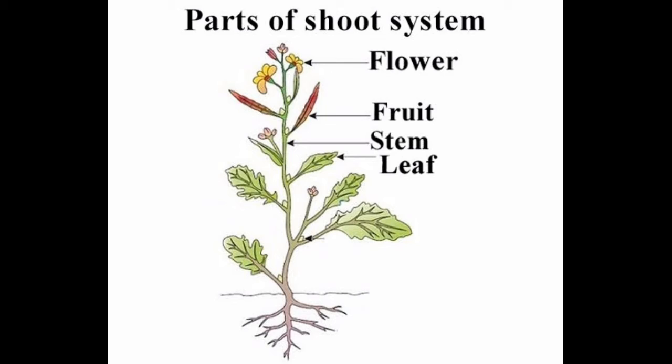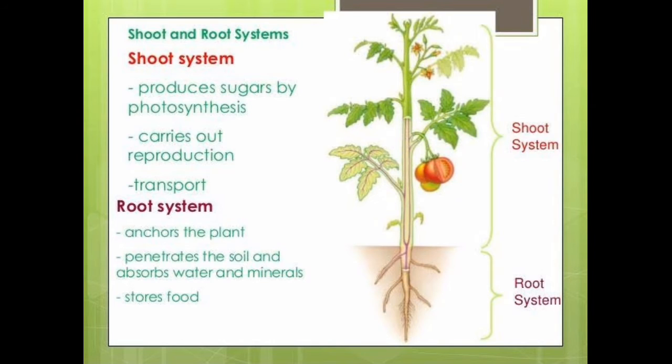Now coming to the shoot system, these are the parts of the shoot system, that is flowers, fruits, stem and leaves. Okay, so, as root system is very important, shoot system is also very important for the plant. So first of all we are going to read about stem. Okay, you can see stem. What is stem? Leaves and branches arise from particular portions on the stem, they are called nodes.